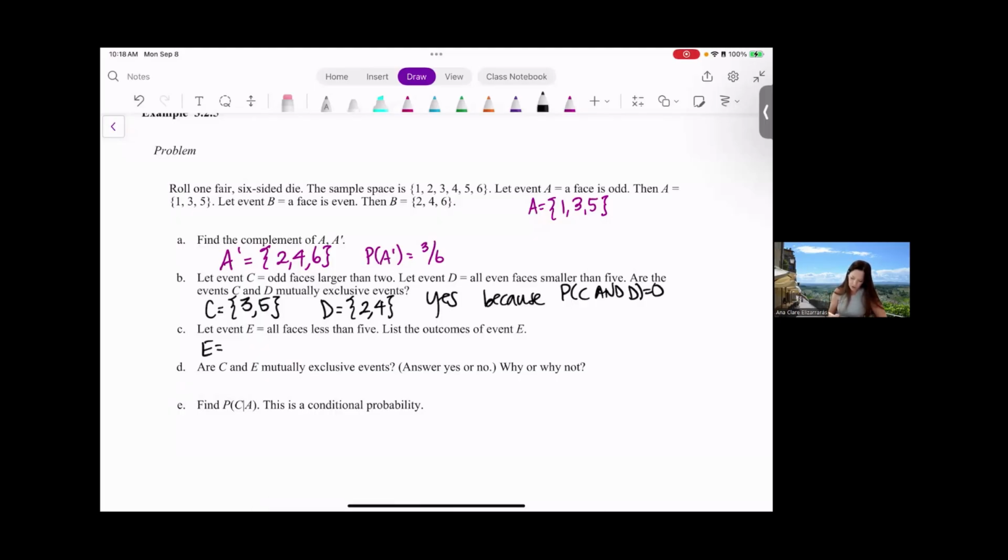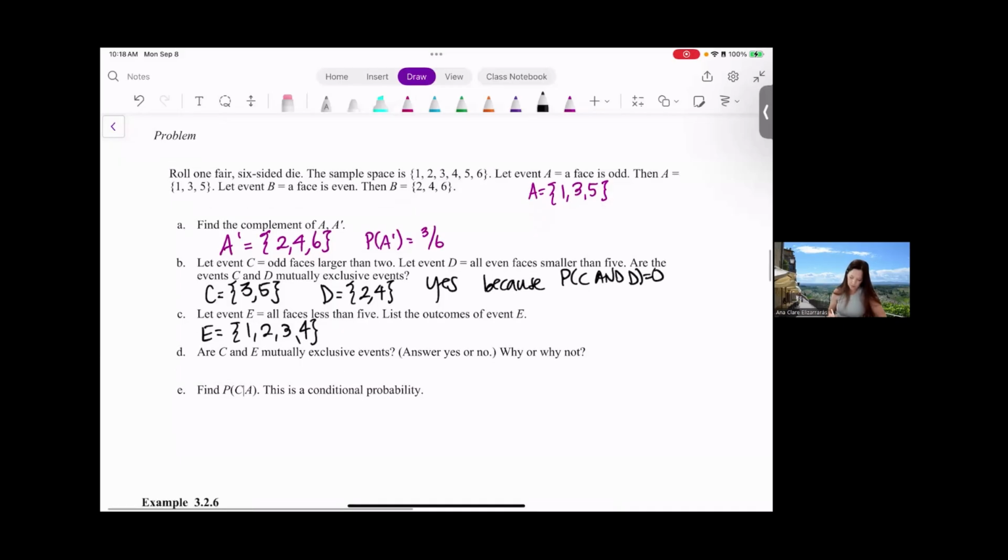Event E is all faces less than 5, which means 1, 2, 3, 4 are my faces because 5 is not less than 5. That probability is 4 out of 6. So then I'm asked if C and E are mutually exclusive. If you look at C, C has 3 and so does E, which means the probability is not 0. They actually share something in common. So no, because the probability of C and E is not equal to 0. 3 is in both.